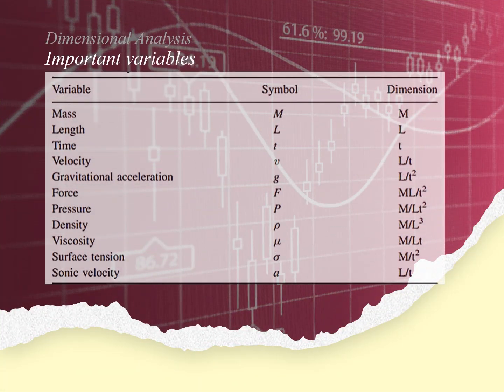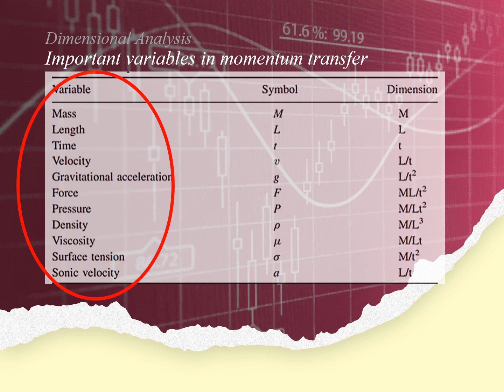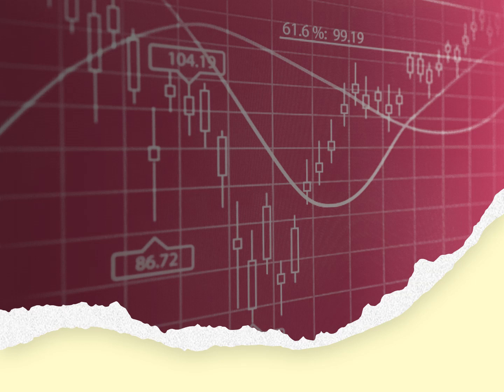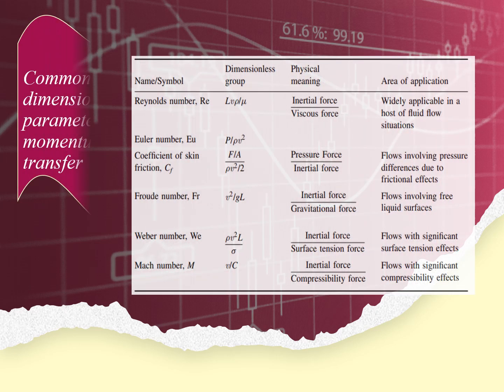The table shows the important variables in momentum transfer. On the left side are the variables. In the middle are the symbols of each variable that are generally recognizable by chemical engineering students. On the right side are the dimensions of each variable. This table shows the common dimensionless parameters in momentum transfer, like the Reynolds number, Euler's number, coefficient of skin friction, Froude number, Weber number, and Mach number.